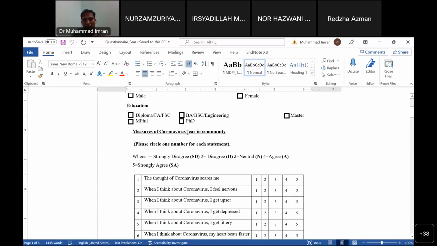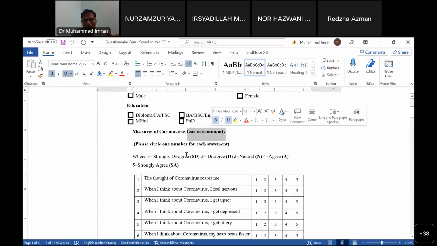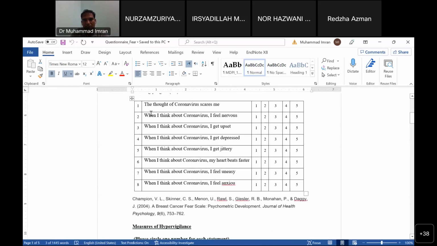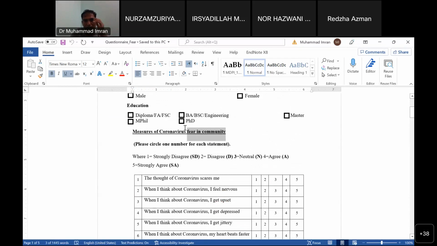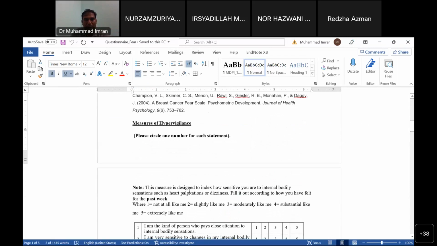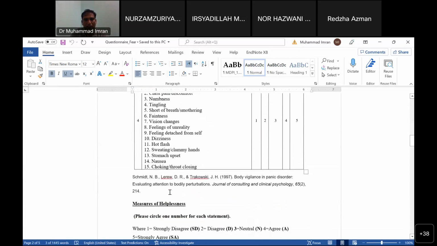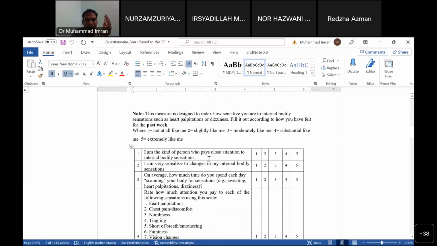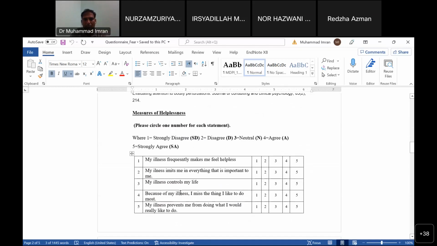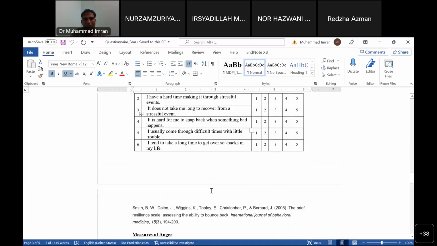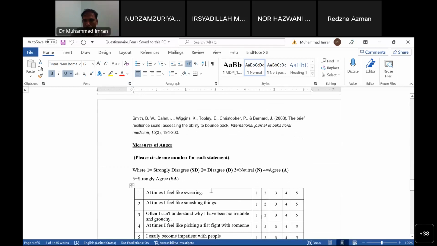This is the fear. First my DV, IV, and these are the questions, which are mainly about coronavirus fear in the community. The next variable is hypervigilance, and these items are measured using a five-point Likert scale. Here helplessness is another variable, and the measure of resilience is another variable. Then I used this questionnaire to collect the data.